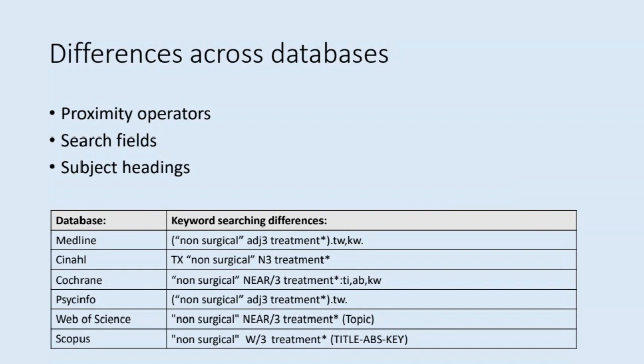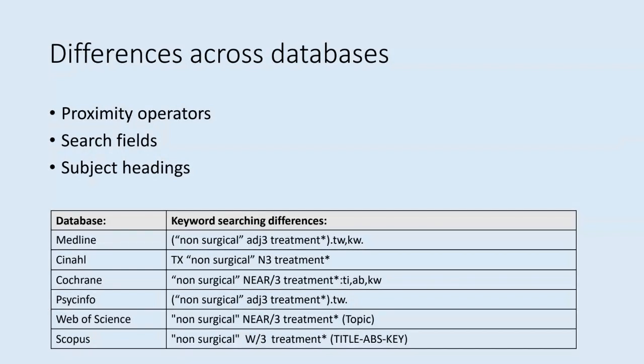And unfortunately for all of us, we can't just copy and paste our Medline search into the other databases because all of the databases use slightly different things like different proximity operators, different search fields, and they have different subject headings. So basically I'm not going to tell you how to do a search in every single database because I can't do that. You'll all be searching different databases. But this really is just to flag with you that when you do start doing that translation, you will just need to do a little bit of work and understand how to search each of the databases.